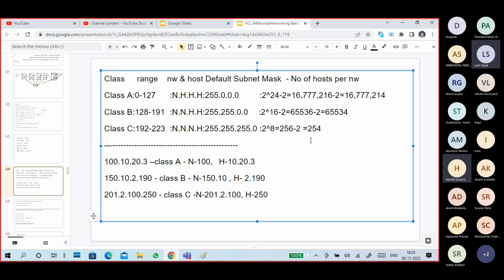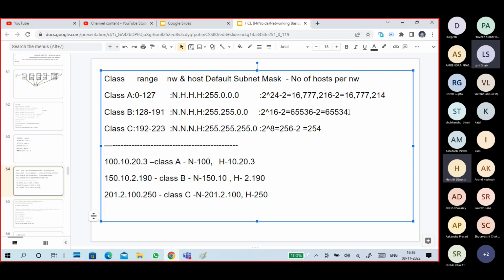And coming to class B, two octets are host portions here. This is the network, and this is the host portion. Two host octets means each one is 8 plus 8, 16 bits. 2 to the power of 16 minus 2, 65,536 minus 2, is 65,534. So this is our class B.